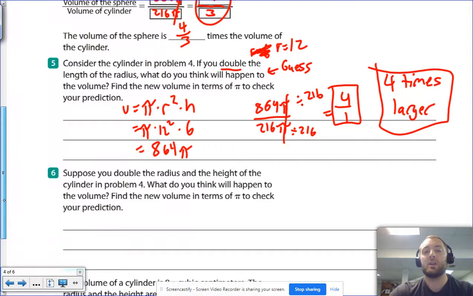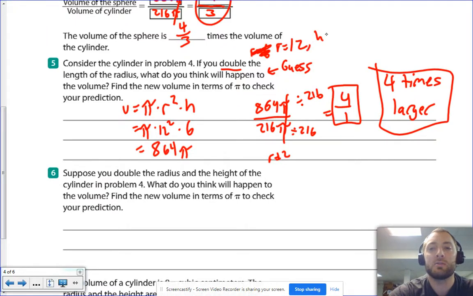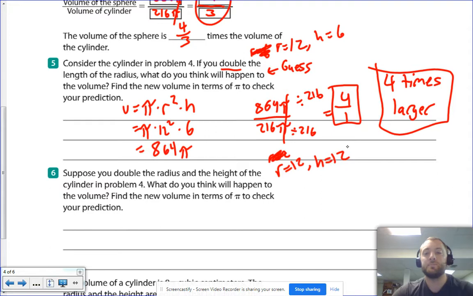Suppose you double the radius and the height of the cylinder. So before we had the radius was 12 and the height was still 6. Now we're going to say the radius is 12, and we're going to say the height is also 12. We're doubling that as well. What do you think is going to happen? How many times bigger do you think it'll be? 6, 8, 10, 16? I don't know. Make a guess.